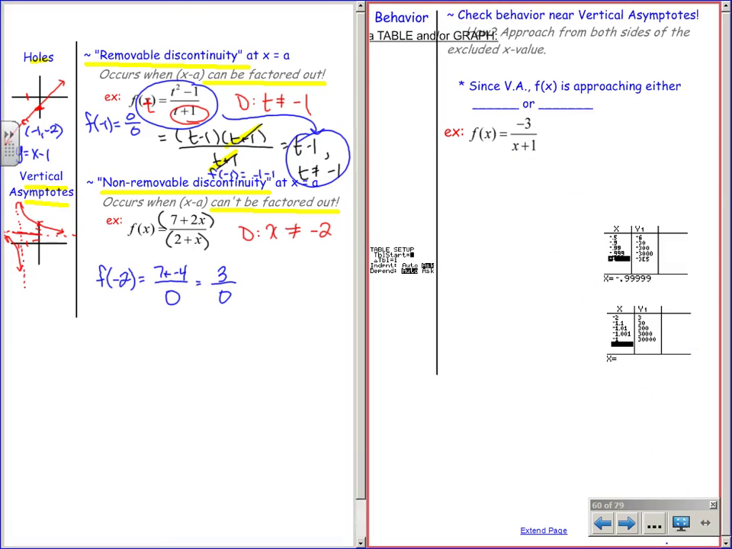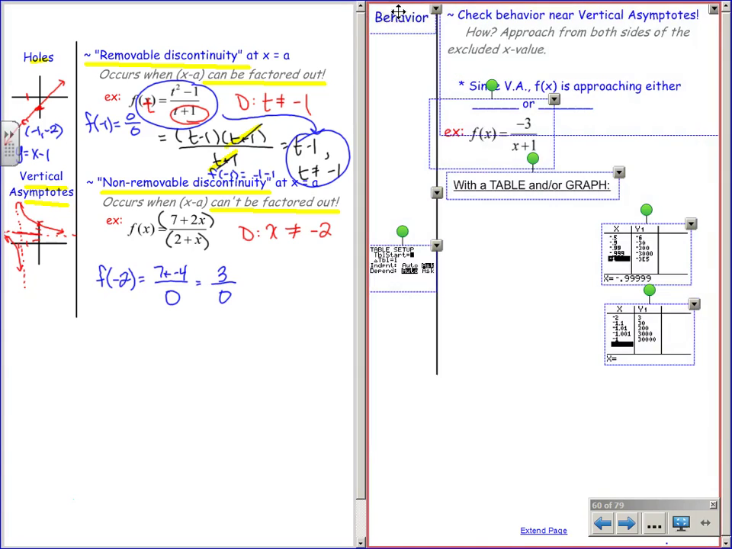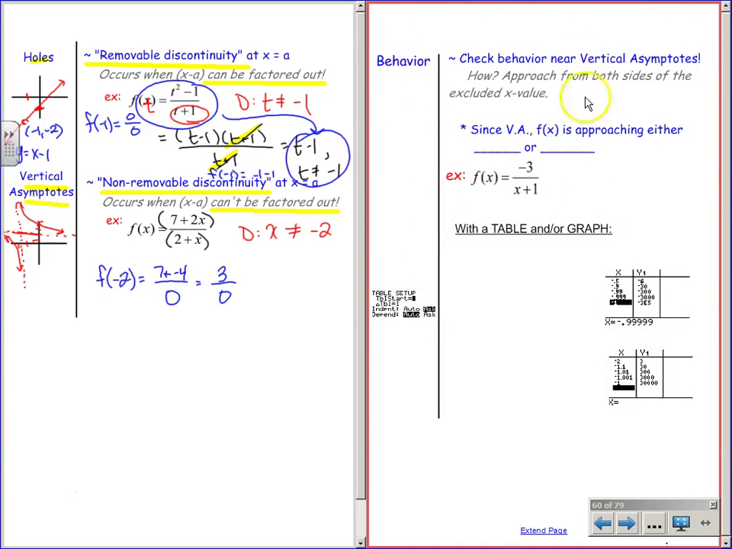We're going to talk about behavior. And technically, I'm going to show you with graphing calculator language how we can see what's going on near a vertical asymptote as far as whether the function is coming in and swooping up or swooping down. Because we're looking at harder functions than 1 over x. This one over here, 7 plus 2x over 2 plus x. That's a harder function than the parent function 1 over x from section 1.6.